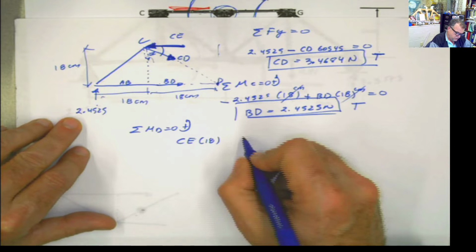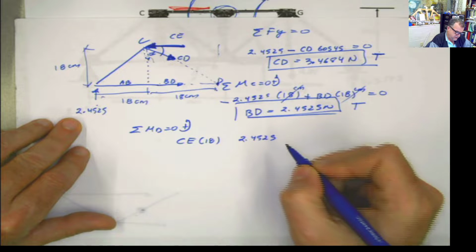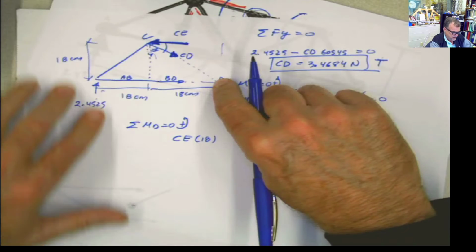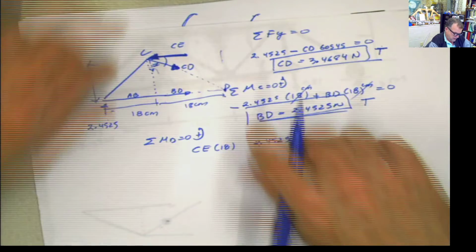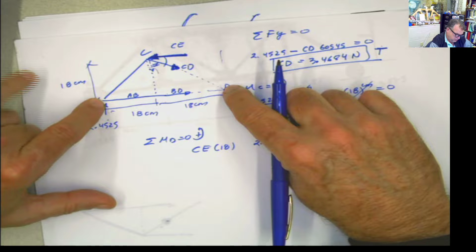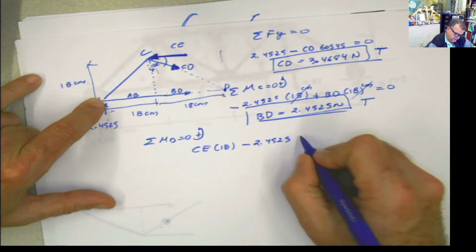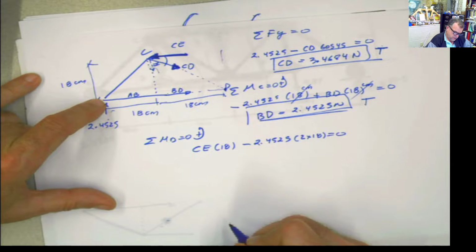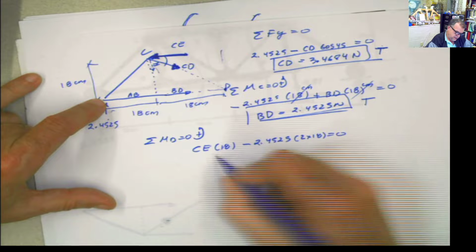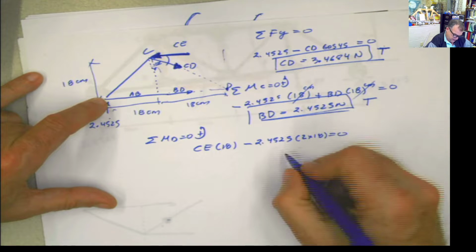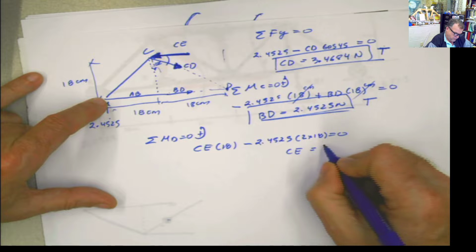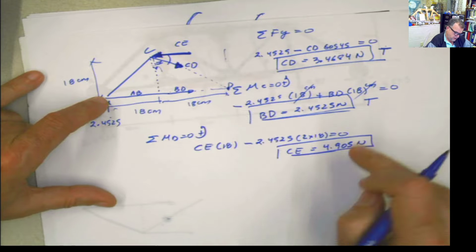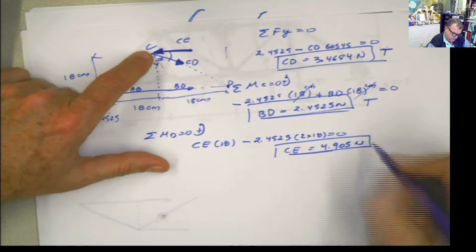Now I have this force, 2.4525, and I put my pin over there. I apply the force, it's going to be like that, which is negative, and the distance from here to here is 2 times 18, or 36, so it's negative 2 times 18, and there's nothing else, equals 0. So this 18 and this 18 cancel, as well as the centimeters, and CE is 4.905 Newton, and we assume that to be in compression, so it's in compression.